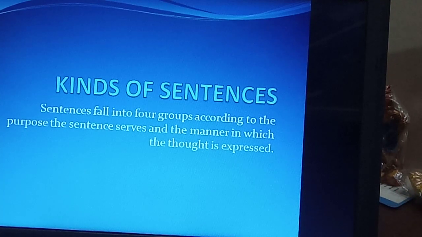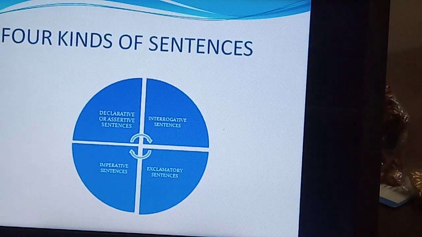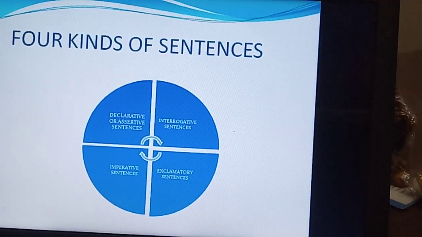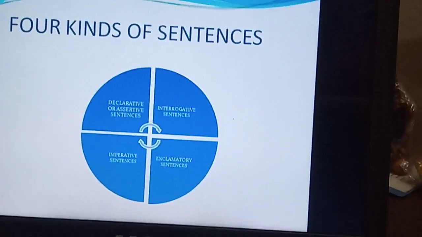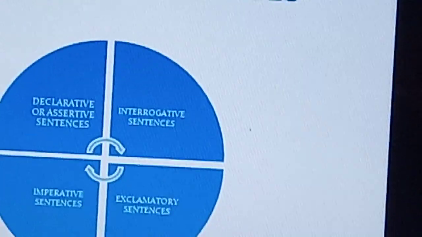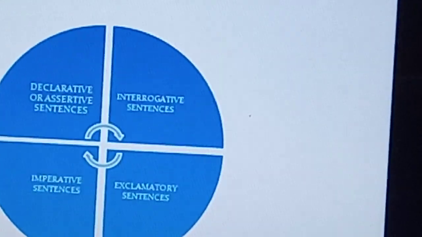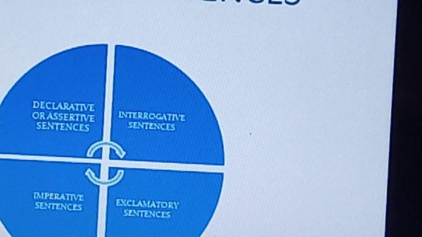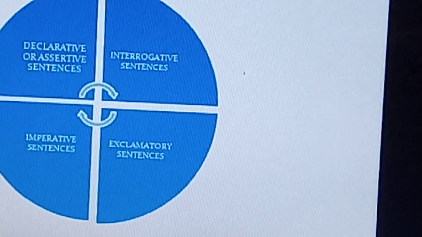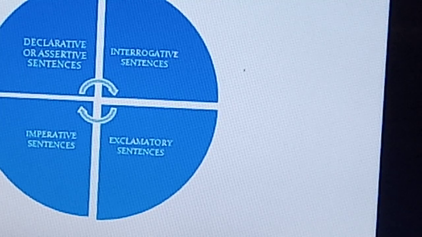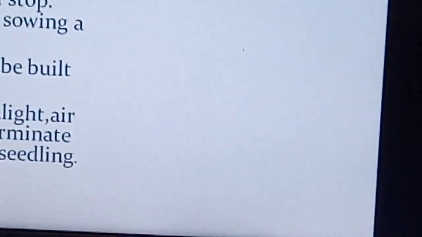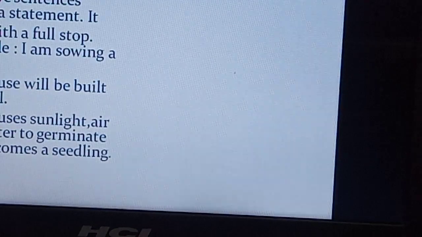Now sentences fall into four groups according to the purpose the sentence serves and the manner in which the thought is expressed. Now four kinds of sentences: declarative or assertive sentences, interrogative sentences, imperative sentences, and exclamatory sentences. Let's read once again. Declarative or assertive sentences, interrogative sentences, imperative sentences, and exclamatory sentences.